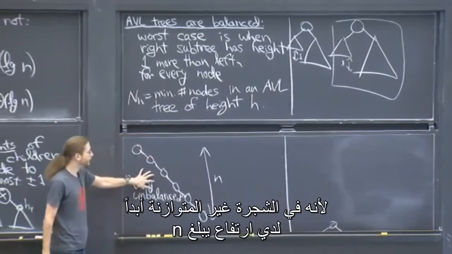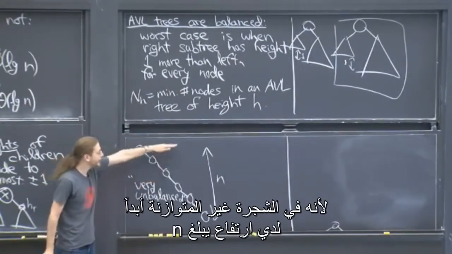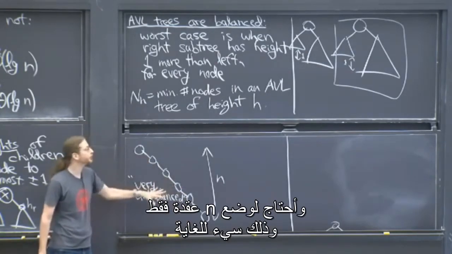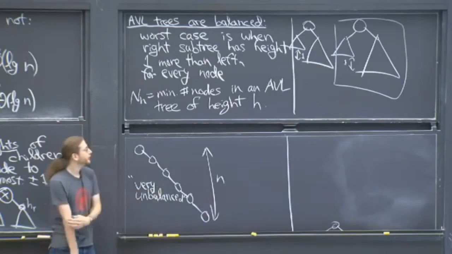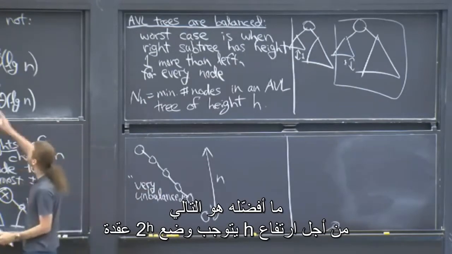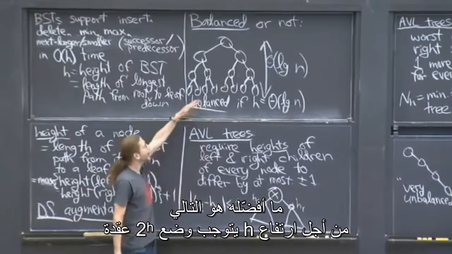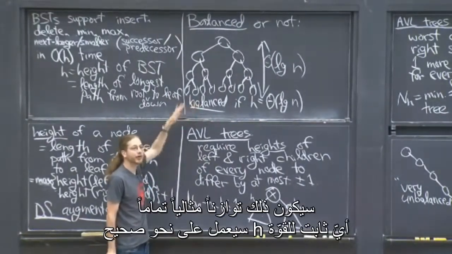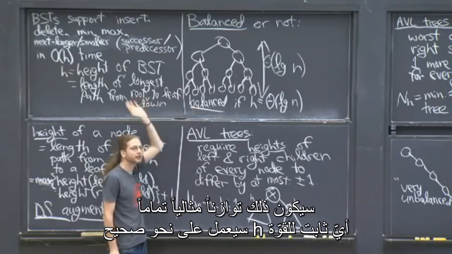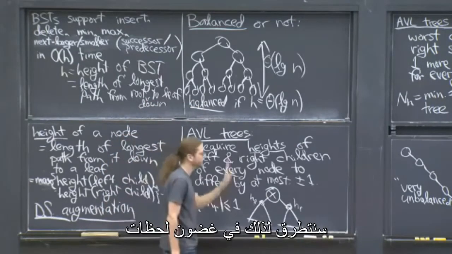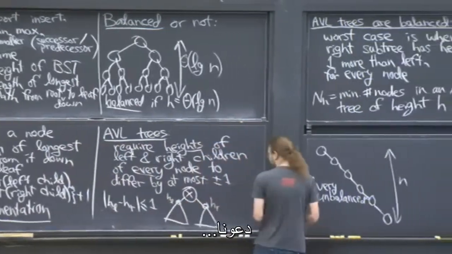Because for the very unbalanced tree, I have a height of n, and I only need to put n nodes. That would be really bad. What I prefer is a situation like this, where with height h, I have to put in 2 to the h nodes. That would be perfect balance. Any constant to the h will do. Because when you take the inverse, you get a log. Okay, we'll get to that in a moment.